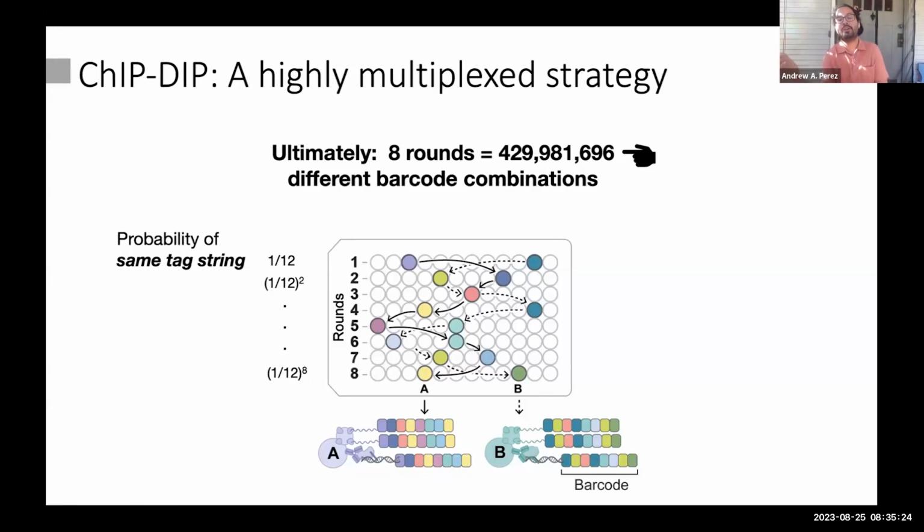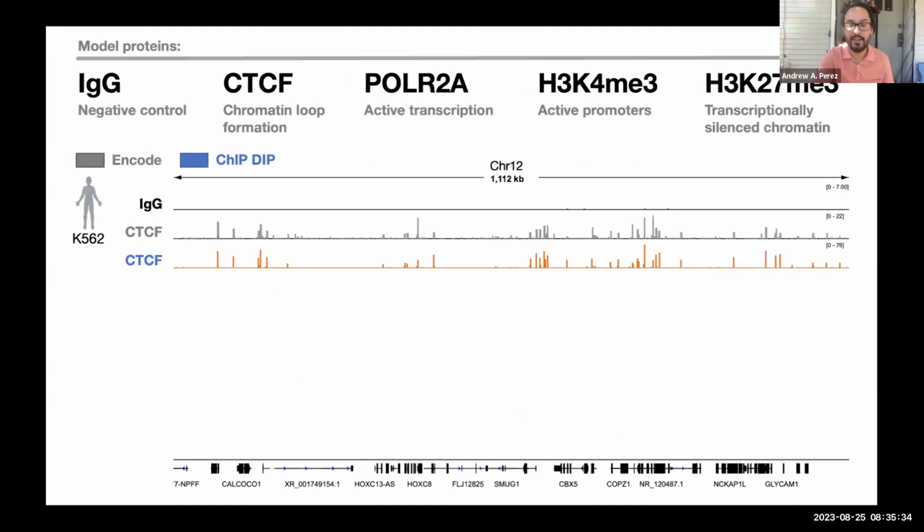And since we know the identity of the oligo and what antibody it's associated with, and by extension, which protein it's flowing down, we can link the chromatin to a protein. So you may ask, does this work?